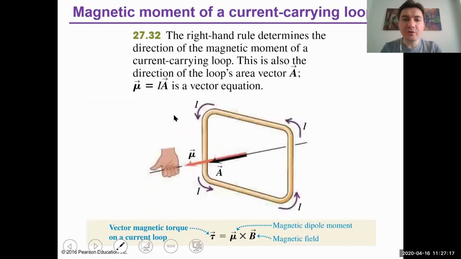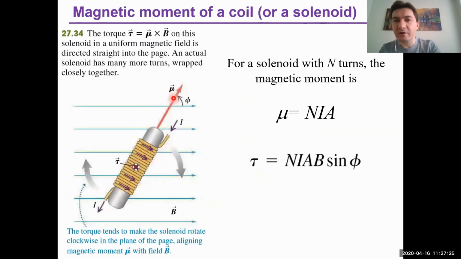And each loop will contribute that magnetic moment: I, the current in the loop, times the area of the loop. But here we have N number of loops, okay? Then the magnetic moment is given by the number of loops times the area times the current in each loop. Then if you apply that rule, mu times B sine phi, mu is given, put it there.